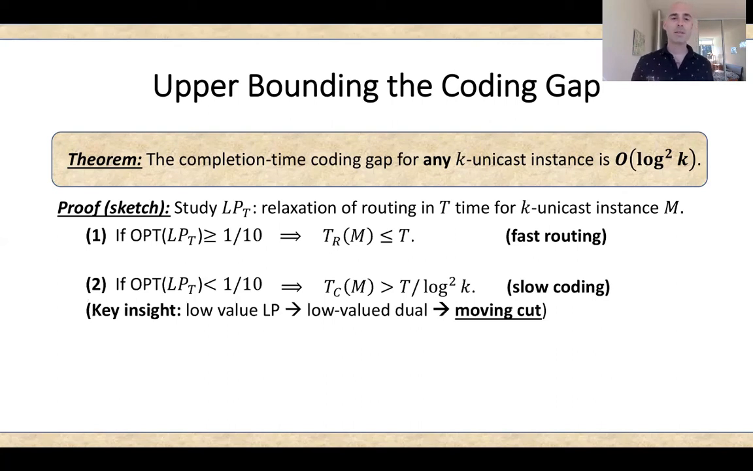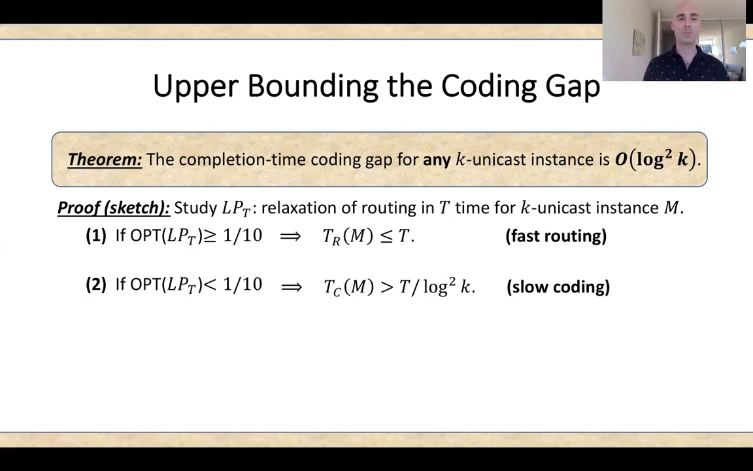And here the key insight is that if the optimum value of this LP is low, then by strong LP duality, there exists a dual solution of low value. And what we show is that a low value dual solution allows us to construct a moving cut with which we can prove a lower bound on the coding time. Okay, so these are the key ingredients, just to satisfy you that we've seen enough to prove this theorem.